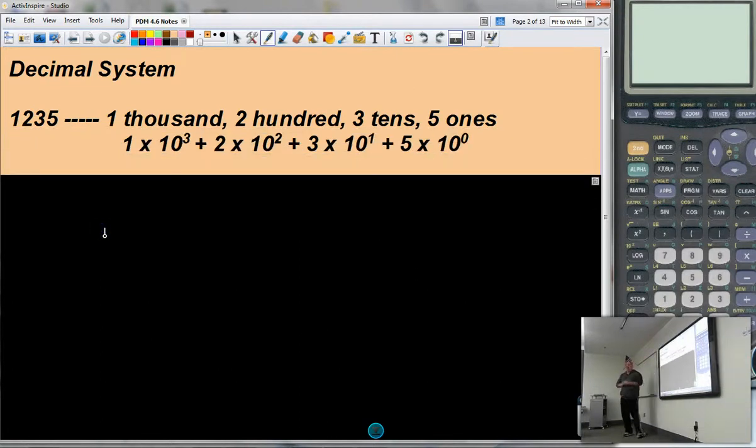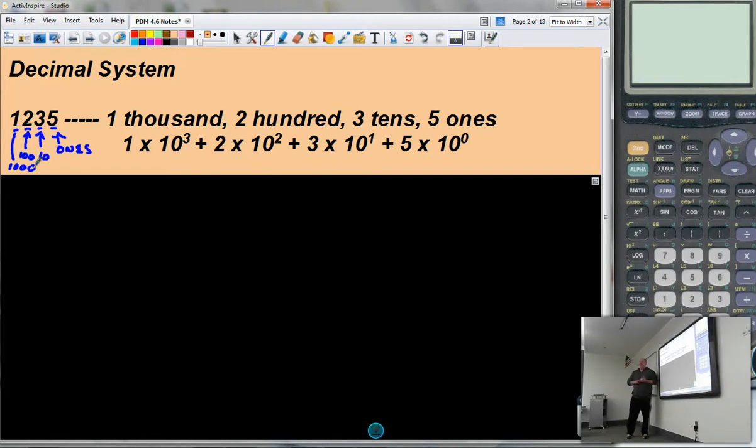Without even thinking about it, because you've been taught the decimal system since you were born, if I look at the number 1, 2, 3, 5, that represents 1,000, 200, 3 tens, and 5 ones. Each entry represents a particular place value. The last digit is our ones place. The next digit is our tens. The next digit represents our hundreds. And the first digit in the number, the one that's furthest away, is our thousands place.